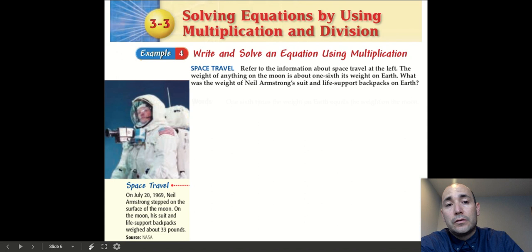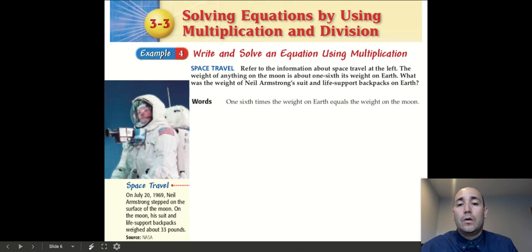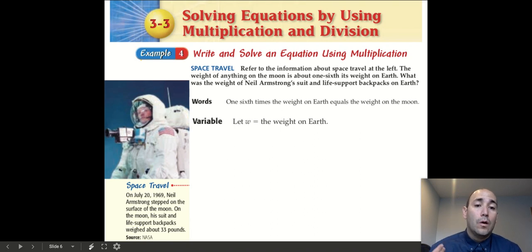All right, let's examine this problem. The words that are going to help me solve it say 1/6 times the weight on Earth equals the weight on the moon. What I'm looking for is the weight of his life support backpack on Earth, right? So W is going to represent my variable, the weight on Earth. That's the unknown, that's what I'm looking for.